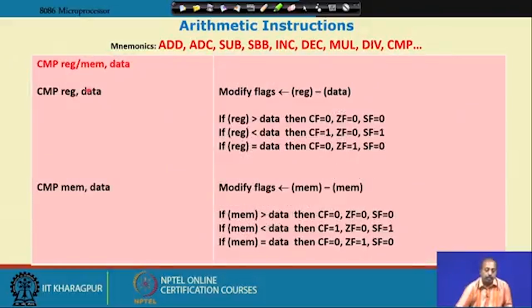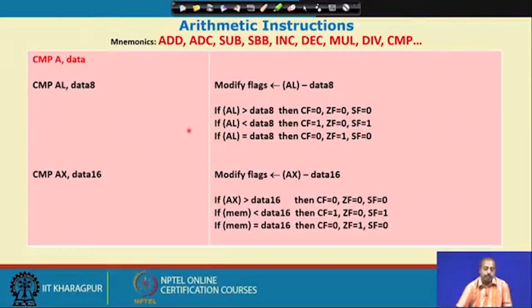You can also have comparison with immediate data, like compare register comma data, where this data is an immediate operand. You can do this comparison like if register is greater than data, then the same flags will be set like this. If it is less than data, then the flag setting will be like this. So, this way we can have different flag settings, and we can have this comparison instruction for the arithmetic operation.